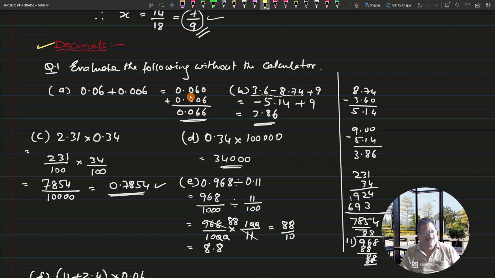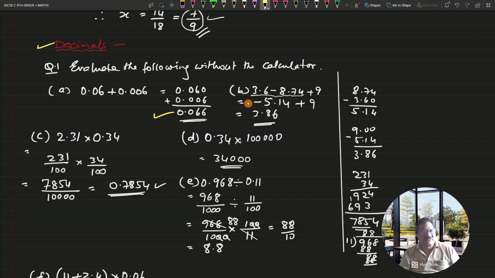So it is 0.060 plus 0.006, right? And then just add up. You'll get 6 over here, 6 over here, 0 over here, and 0. So the answer will be 0.066. This is without a calculator that you are doing.